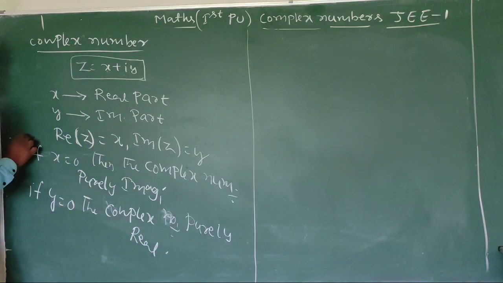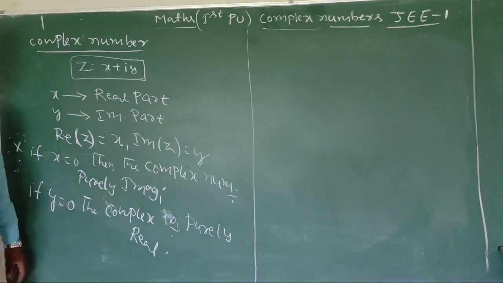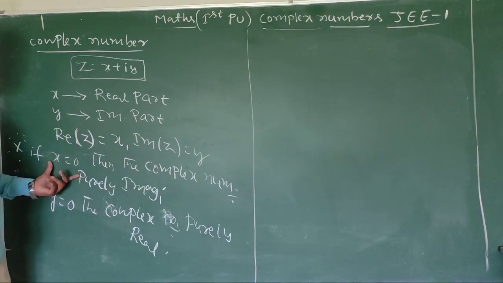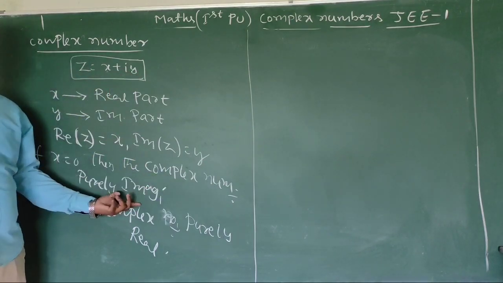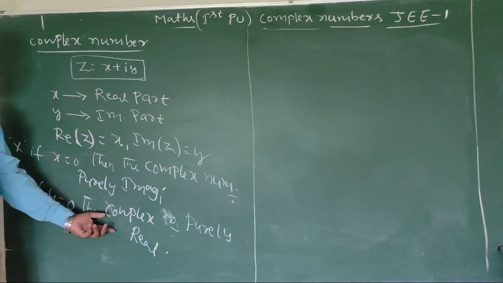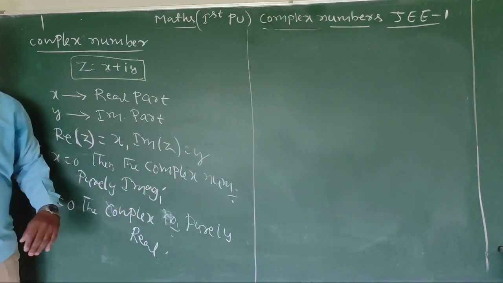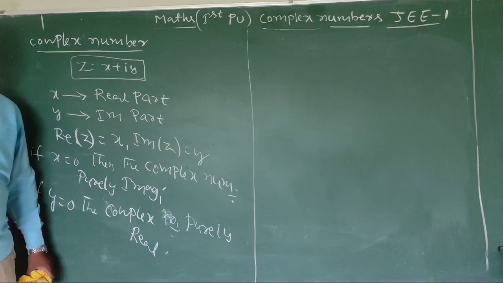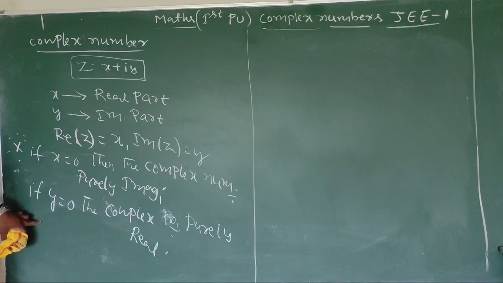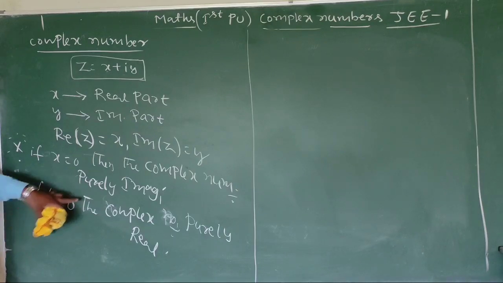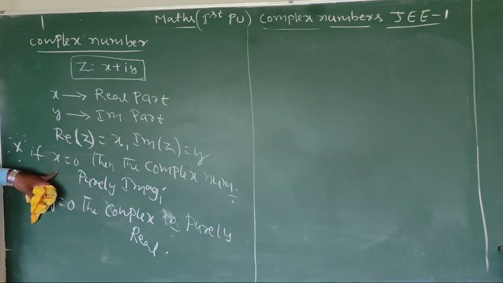Dear children, observe this. This is a very important note point. If x is equal to 0, then the complex number is what? Purely imaginary. If x is equal to 0 and you substitute this value in your complex number, that is equal to iy, then the complex number is imaginary. Suppose if y is equal to 0, the complex number is purely real. In JEE questions they will give one complex number and tell you it is purely real. When the complex number is purely real, you take y is equal to 0. If they tell you the complex number is purely imaginary, you take x is equal to 0.